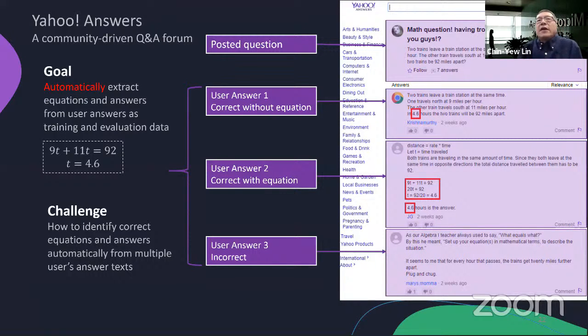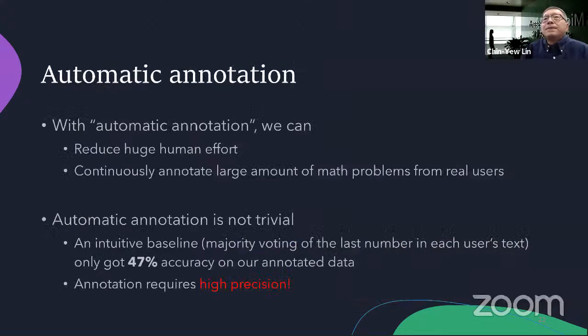So the challenge is, without doing it manually, can we identify the correct equation answers automatically from the text of multiple users' answers? Can we do automatic annotation? We could reduce the human effort, and once we could do that, we could continually crawl these forums and create a large amount of math problem data for the machine to learn from, right?